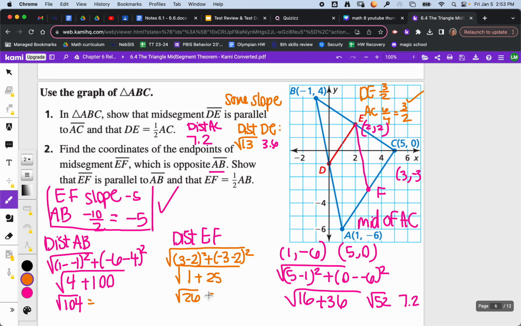So just to double check, they are double or half of one another. The square root of 104 is 10.2 rounded, and the square root of 26 is about 5.1 rounded. So that checks out as well.